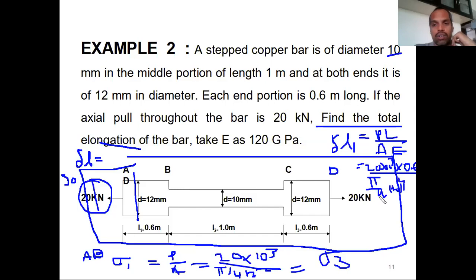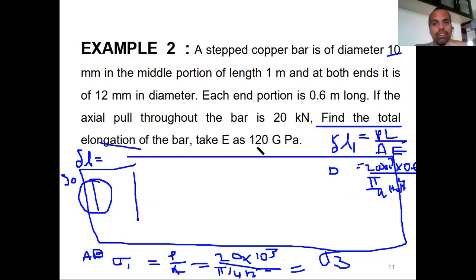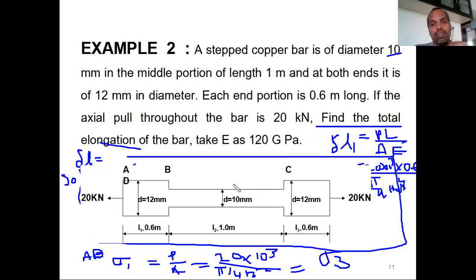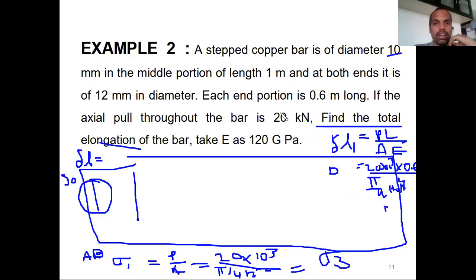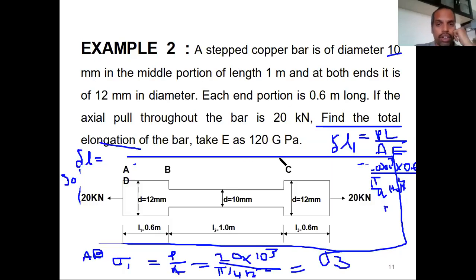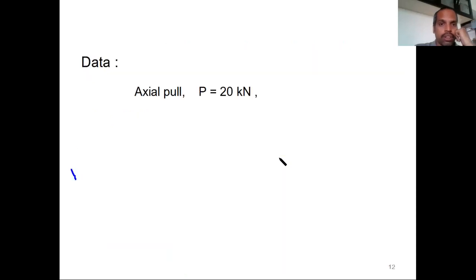And E is nothing but Young's modulus, which is given in the problem, 120 gigapascals. So you need to convert 120 gigapascal into Newton per mm square. Right? So substitute the Young's modulus. For copper, it is 1.2 into 10 to the power of 5 Newton per mm square. This is gigapascal converted into kilonewton per mm square or Newton per mm square.